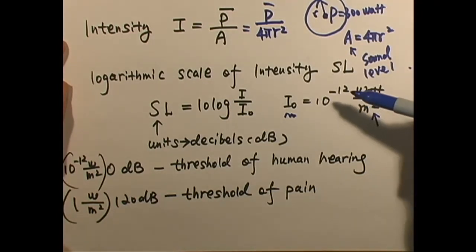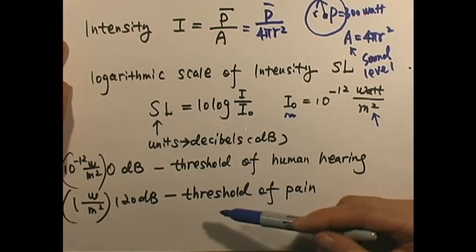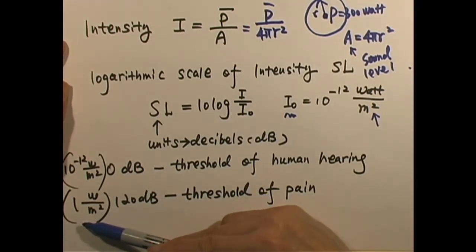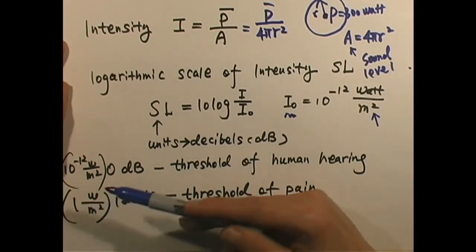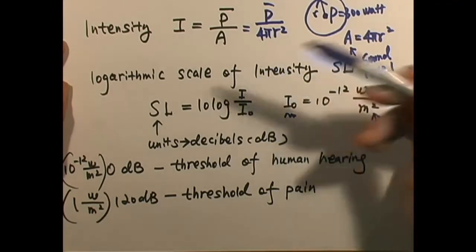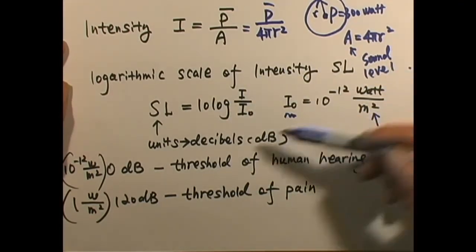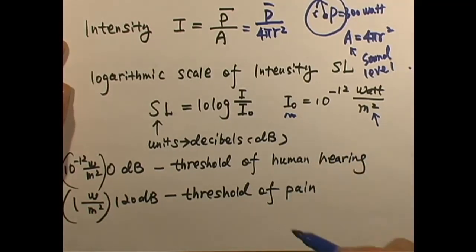For example, we say the threshold of pain for the ear is when the intensity is 1 watt per meter squared. This is obviously tested by the lab. So when that happens, we plug in this 1 watt per meter squared right over here. The result we will get for the sound level is 120 decibels. And I'm going to show you how we get that.